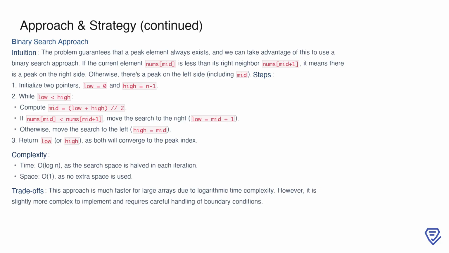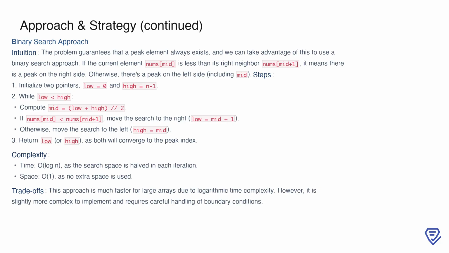Conversely, if the middle element is not less than its right neighbor, then a peak must exist on the left side, including the middle element itself. Using this insight, we initialize two pointers, low and high, to the start and end of the array. While low is less than high, we calculate the midpoint and compare the element at mid with its right neighbor.